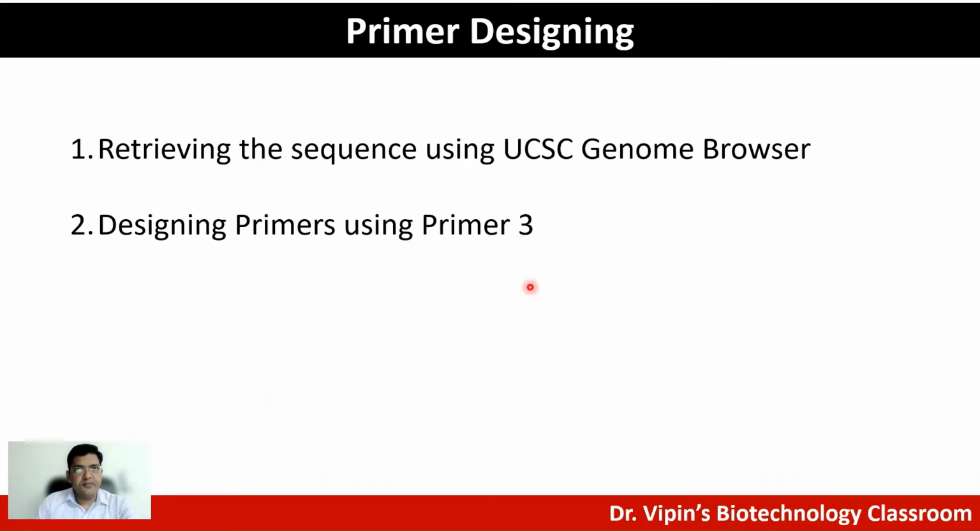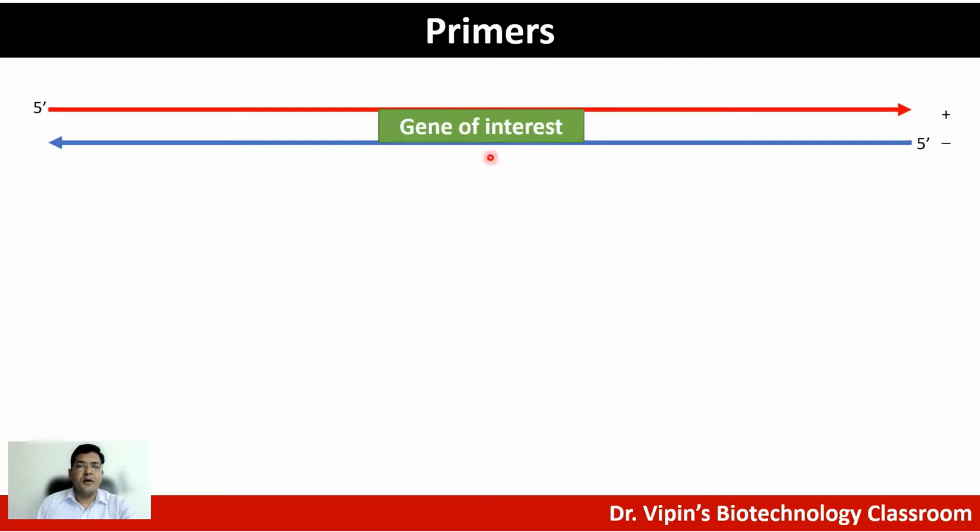Let's first have some basic idea of what is the requirement for designing the primers. Right. So this is an example here. This is your longer context of the DNA. Let's say this is genomic DNA. And the 5' end is represented by the blunt end here. The 3' end is represented by the arrowhead here, right? And here is our gene of interest. This is the gene that we want to amplify.